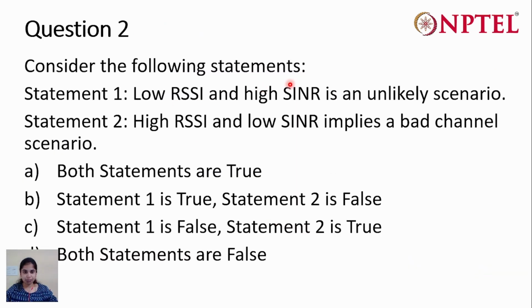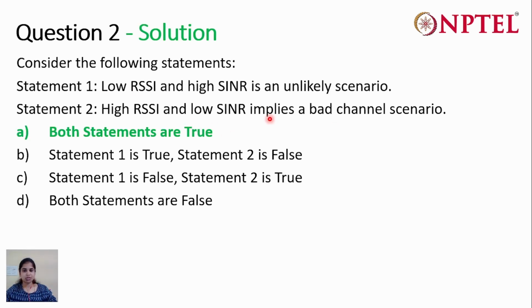Consider the following statements. First statement is low RSSI and high SINR is an unlikely scenario. Second statement is high RSSI and low SINR implies a bad channel scenario. Which of these statements are true? Even though we have high RSSI, high SINR is a very important criterion for a good channel. So, both the statements are true.